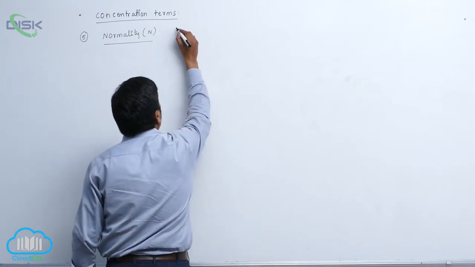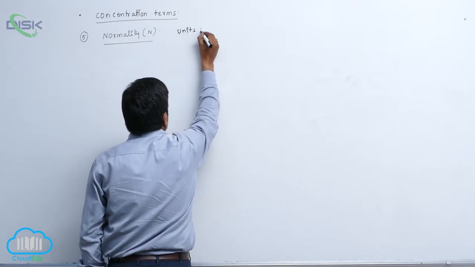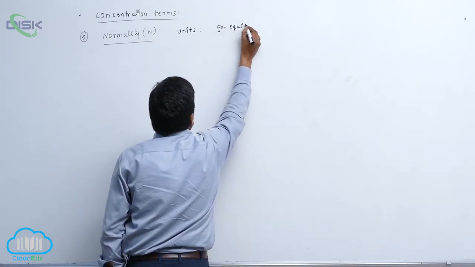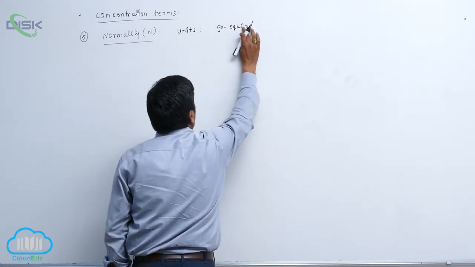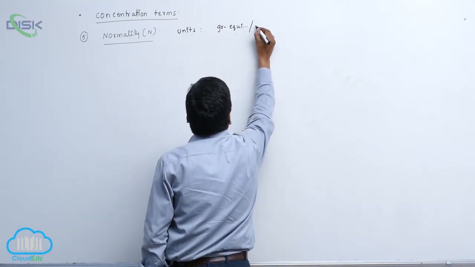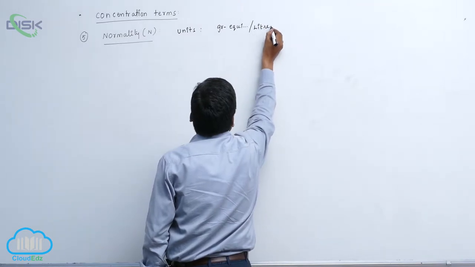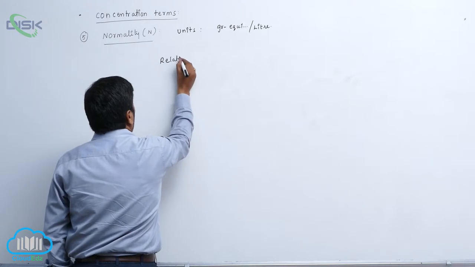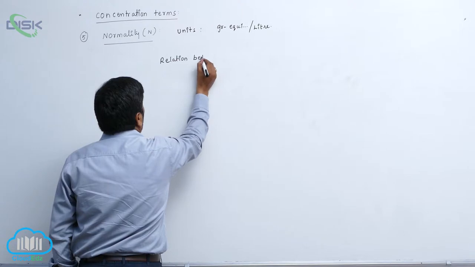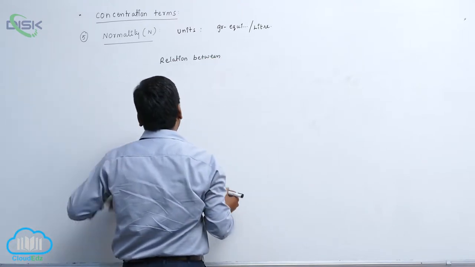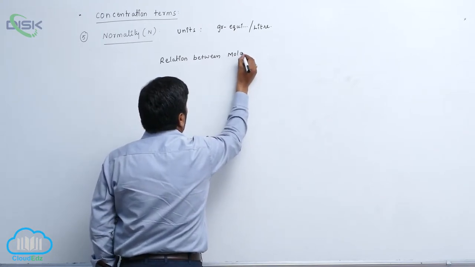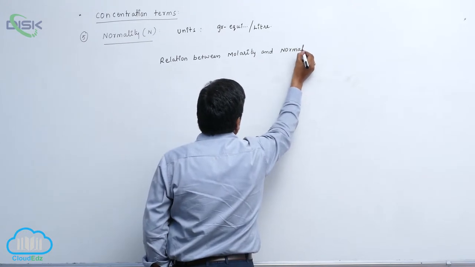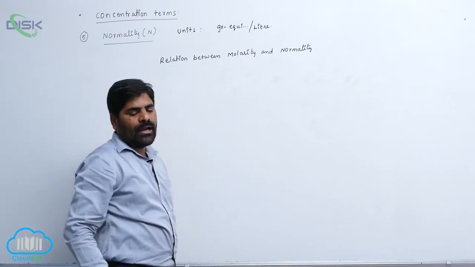the units: gram equivalents per liter. Then the relation between molarity and normality. Molarity and normality.